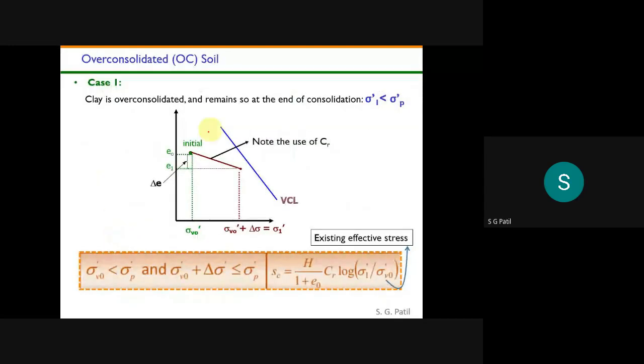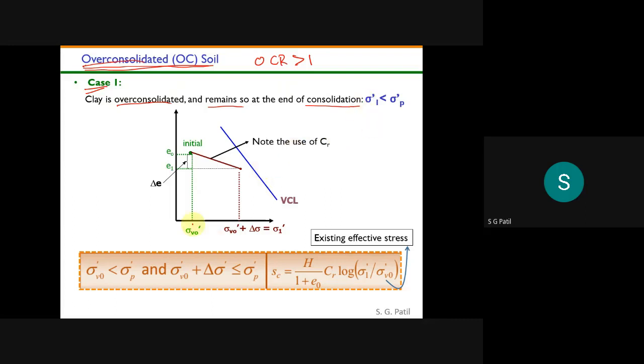When will you call a soil an over consolidated soil? What should be your OCR ratio? It should be greater than 1. If your over consolidation ratio is greater than 1, then the soil can be called an over consolidated soil. To find the consolidation settlement in OC soil, we have two cases. In case 1, the clay is over consolidated and remains so at the end of consolidation. What do you mean by that?